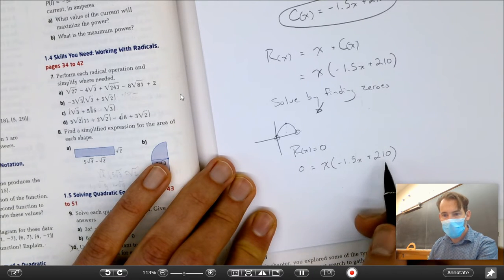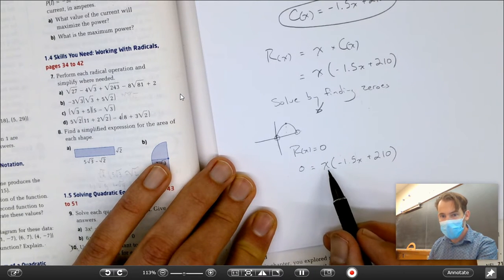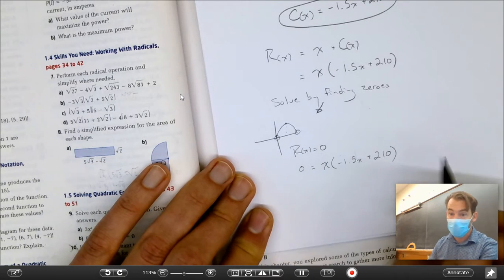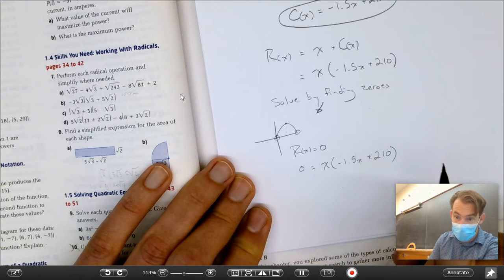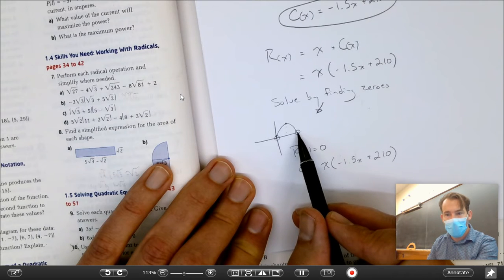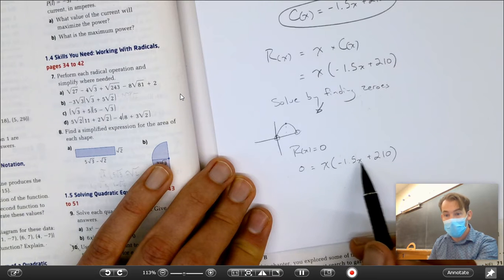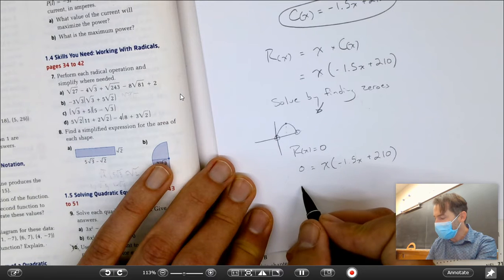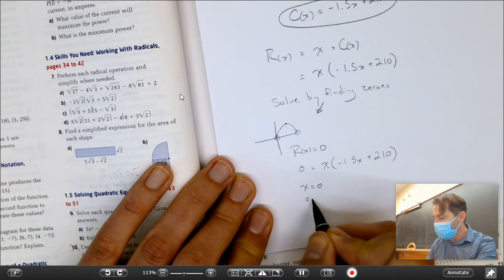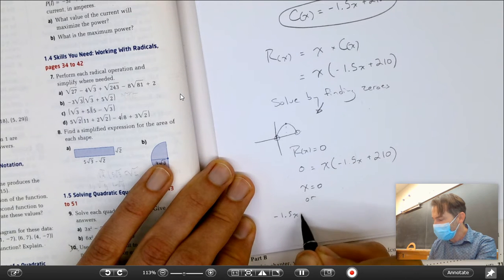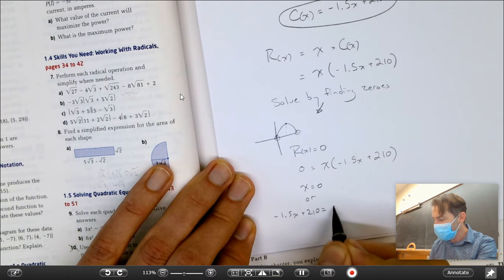Now, I know this could be 0 when x is 0, and that's this 0 here. And that should make sense. If 0 people come, their revenue is 0. They have no one to charge, so that's one of their zeros. The other 0 is where so many people come that the price per person has been reduced to 0. And that's here when this term becomes 0. So that's going to be either x equals 0 or negative 1.5x plus 210 equals 0.